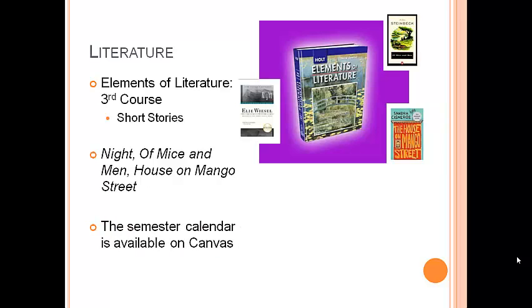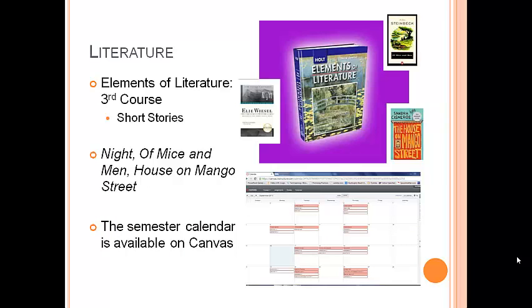The semester calendar is available on Canvas, and it will look similar to this, although your students' colors may be different because some kids have up to 4 classes that they take in Canvas, and each class has a color.